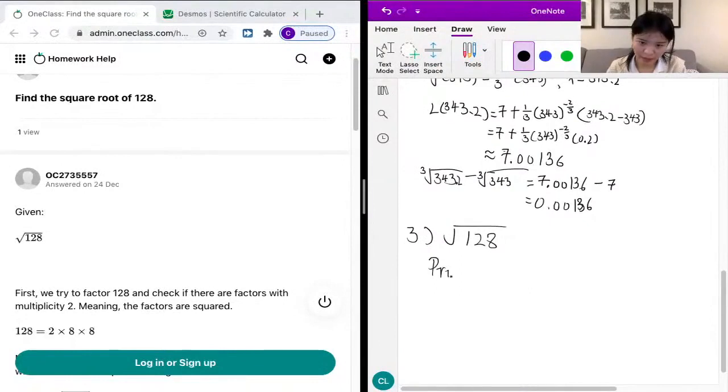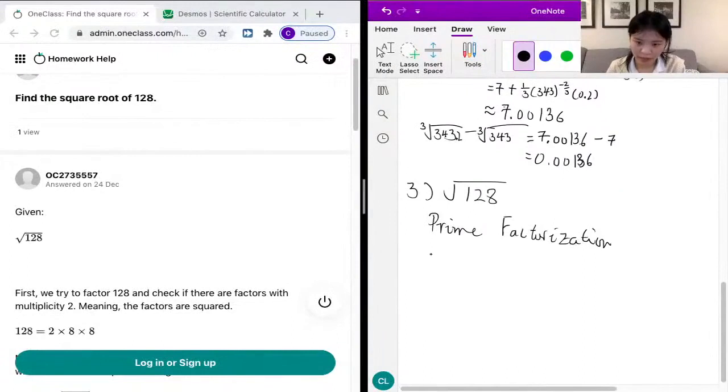We use prime factorization. What prime factorization is, basically, we just find the smallest prime factors of this number, and then we just keep going until this expression is comprised entirely of prime factors, or you can't find prime factors of this expression anymore. Then we can find the square root of this expression by inspection.